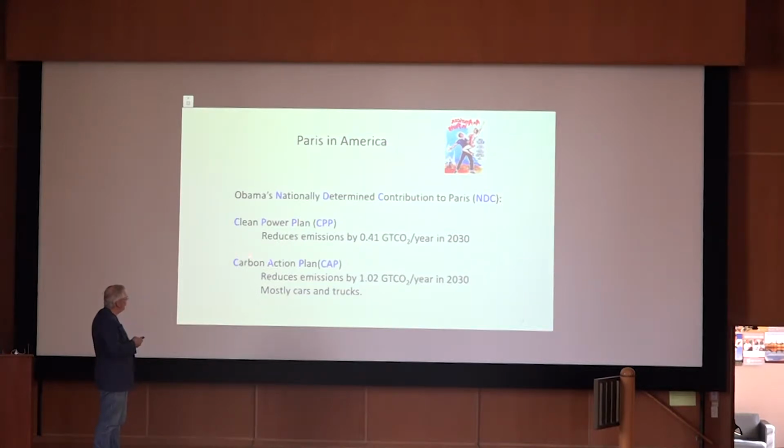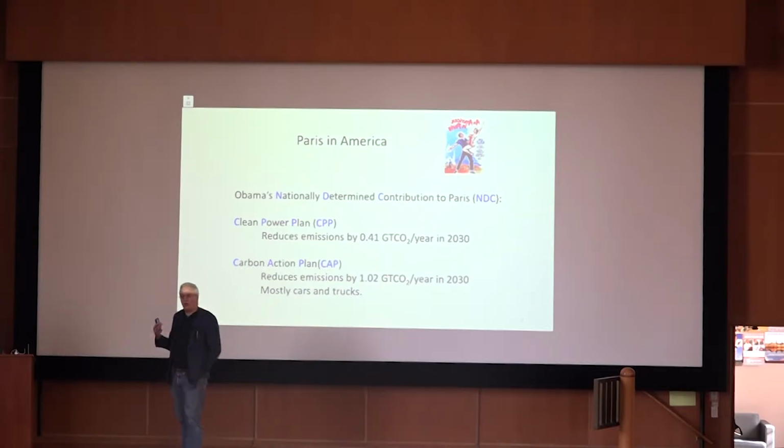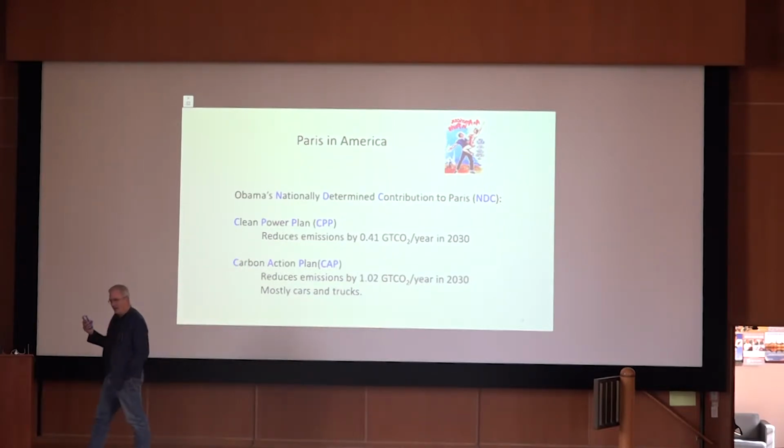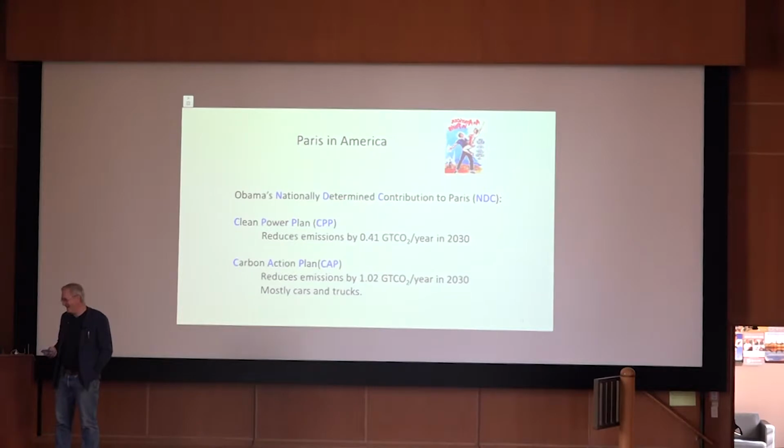And then there's a thing called the Carbon Action Plan, which is bigger. It reduces emissions by 1.02 gigatons per year in 2030. That's mostly the cars and trucks rule, and both of these have been attacked by the Trump administration. Both of them are in the courts right now, all right?